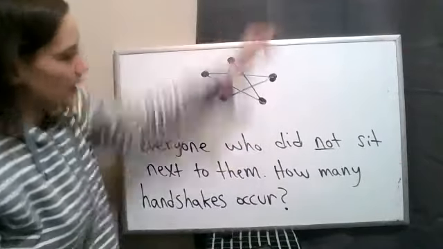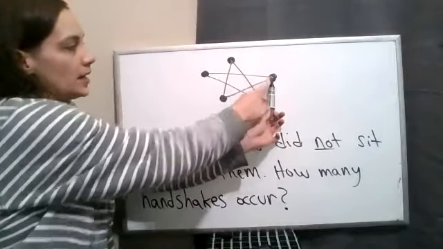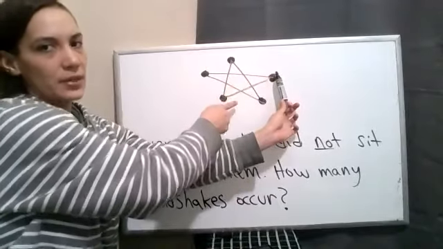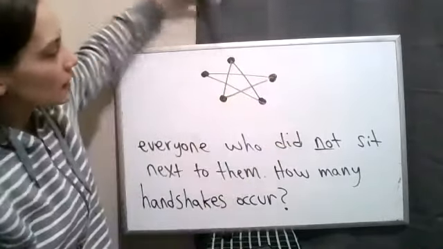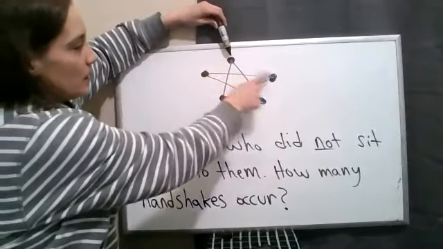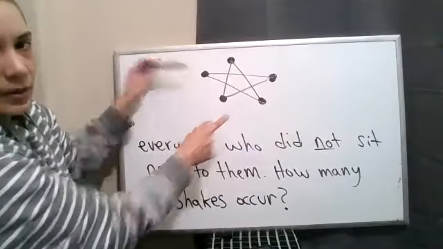I'm just going to keep checking. So for here, we're not going to connect to the people right next to us, but we can have those connections. And just the last one, we don't connect to either of those people, but we can connect with them. And then we're back where we were.